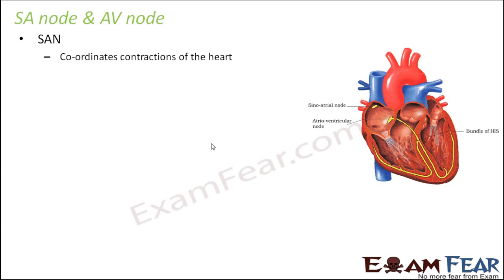This coordinates the contractions of the heart. This is the node which actually initiates the rhythmic movement of the heart, or initiates the process of contraction of the heart. How does it do that? We'll see that. Now, where is it located? It is located in the upper wall of the right auricle. So, if you see, this is the right auricle, and it is in the upper wall of the right auricle. And since it is located on the auricle wall, that is why it is called the sinoatrial node.